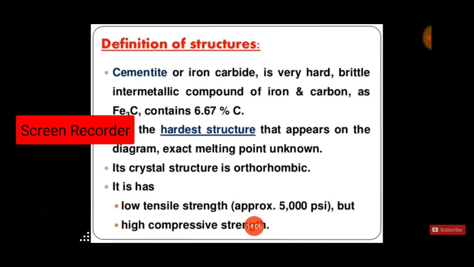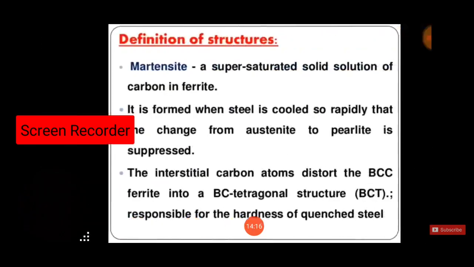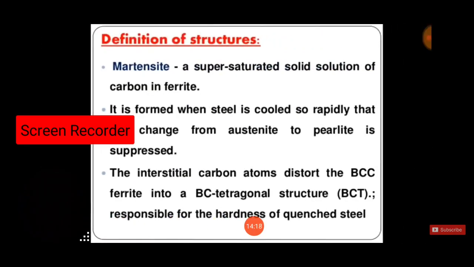Its crystal structure is orthorhombic. It has low tensile strength, approximately 5000 psi only, but high compressive strength. Martensite, a supersaturated solid solution of carbon in ferrite. It is formed when steel is cooled so rapidly that the change from austenite to pearlite is suppressed.